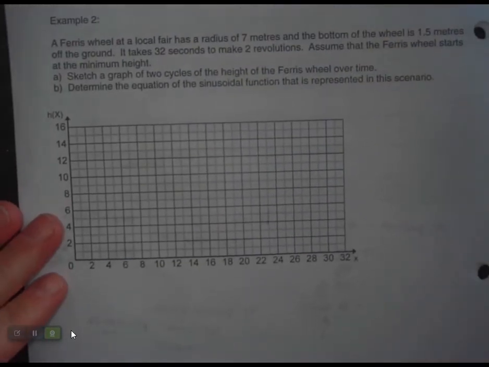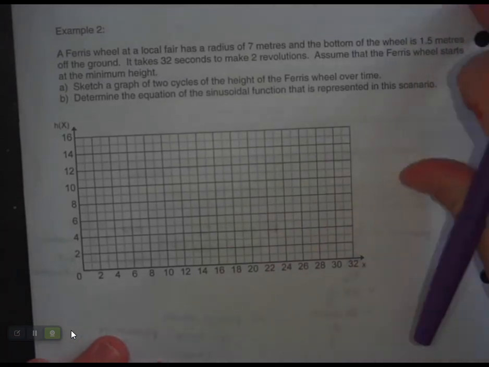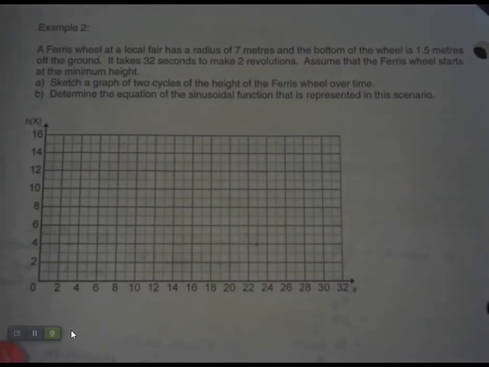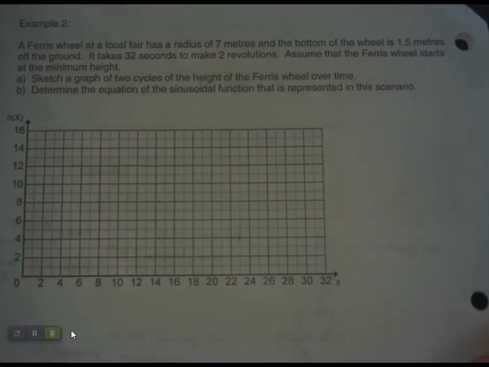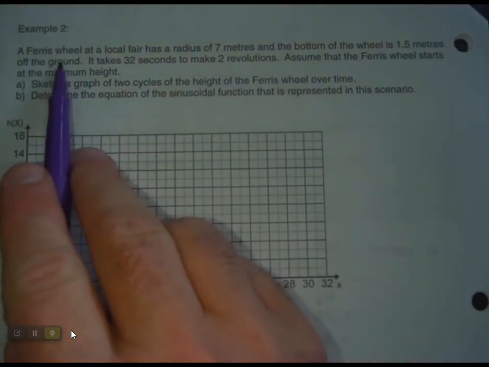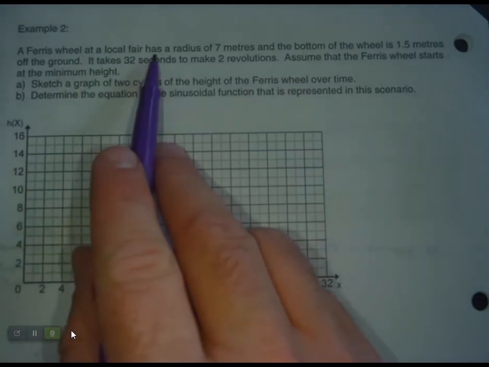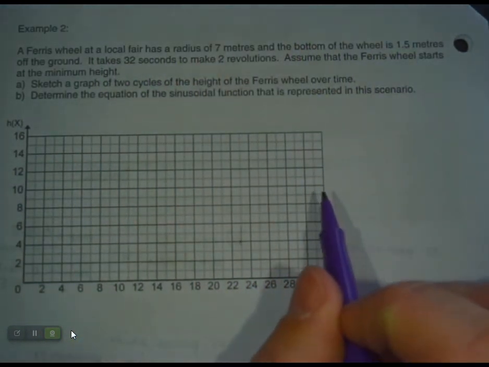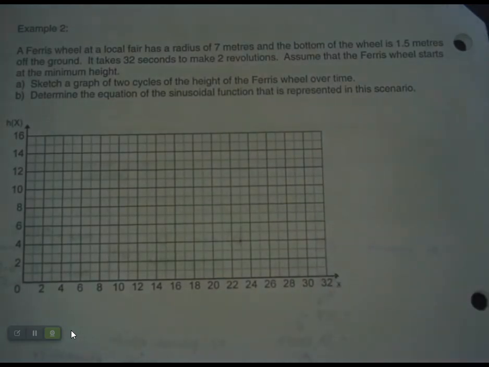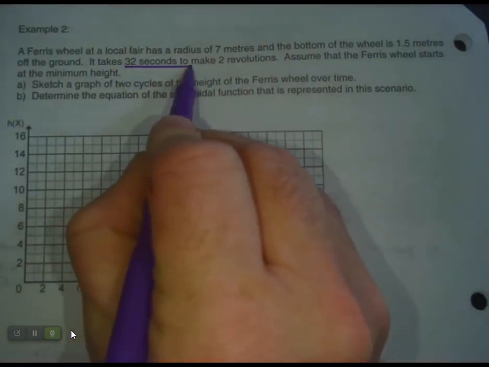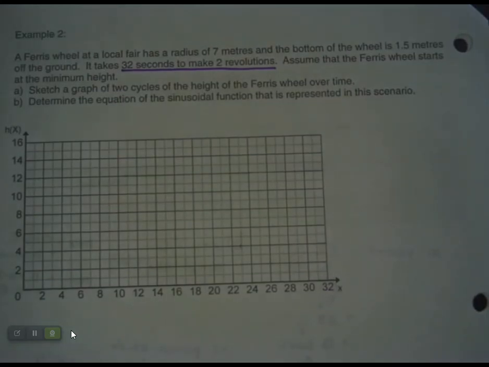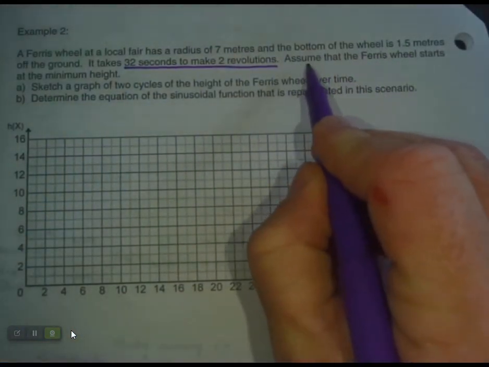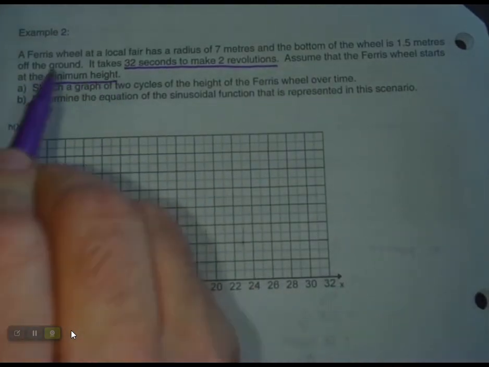We have talked about Ferris wheels already. Sometimes we don't know all the information, but we can figure out some things. The Ferris wheel at a local fair has a radius of 7 meters, and the bottom of the Ferris wheel is 1.5 meters off the ground. It takes 32 seconds to make 2 revolutions. We're going to assume that the Ferris wheel starts at the minimum height.